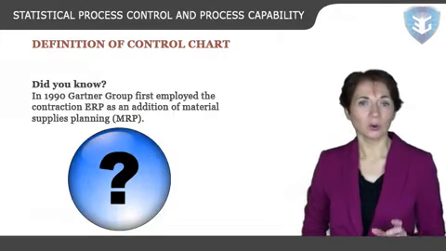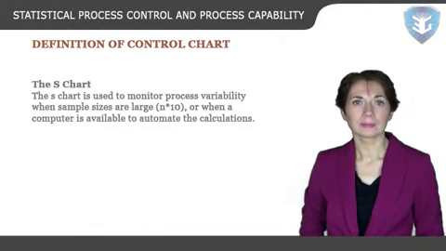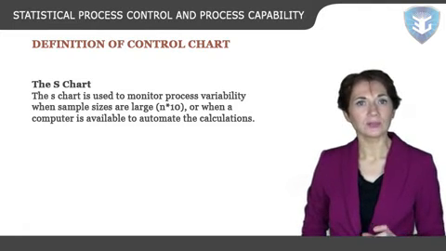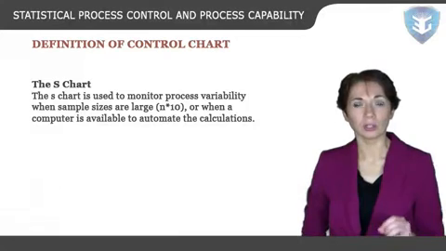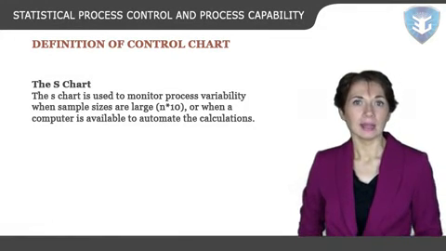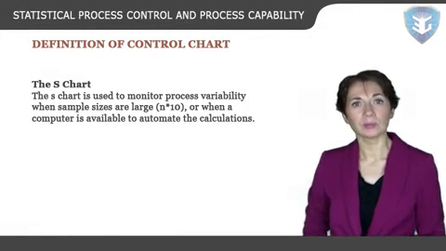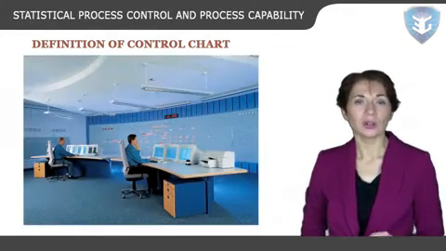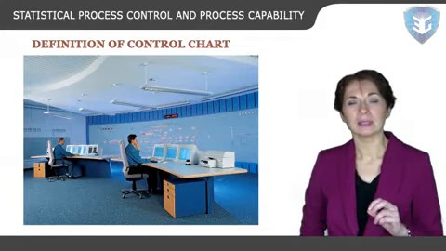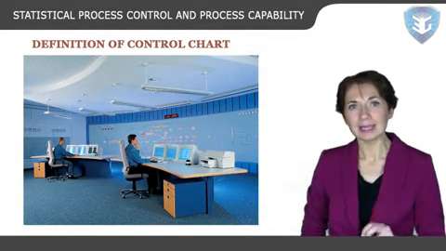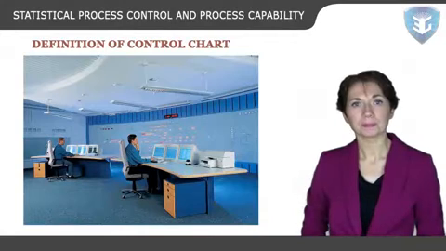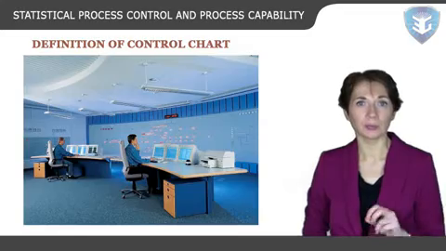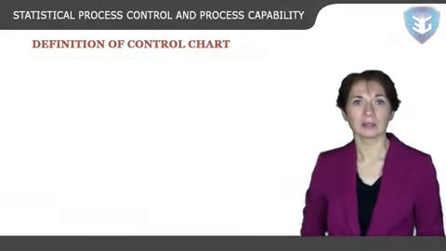The S chart. The S chart is used to monitor process variability when sample sizes are large, n greater than 10, or when a computer is available to automate the calculations. This chart is called the S chart because the statistic being plotted is the sample standard deviation. Using the S chart, we can get an estimate of the process standard deviation.